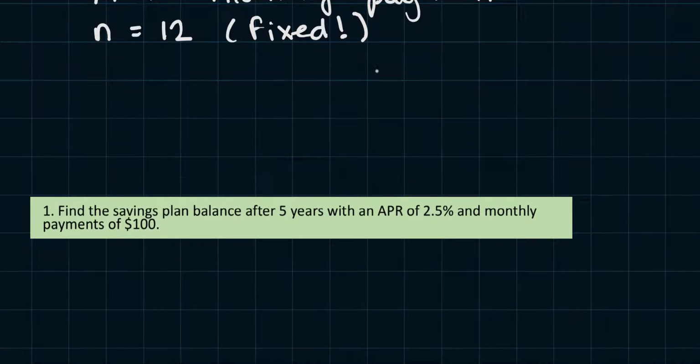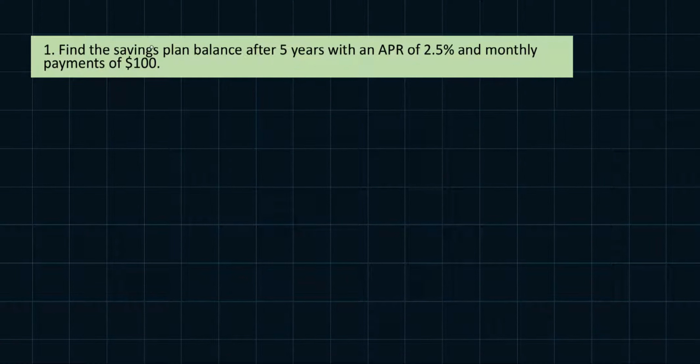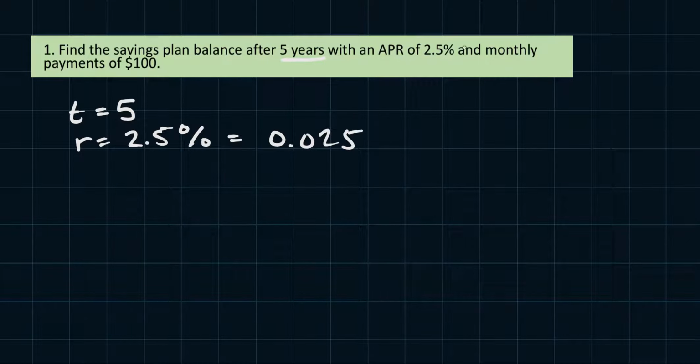Okay, let's give this our first shot. Let's try it. See if we can even work with this formula. Let's write the important pieces down and see what we need. Find the savings plan balance after 5 years. Okay, that's the first piece of information we're given. T is 5. With an APR of 2.5%. Okay, we're given that. We can cross it out. Monthly payments of $100. So that's what PMT is. $100 every month.